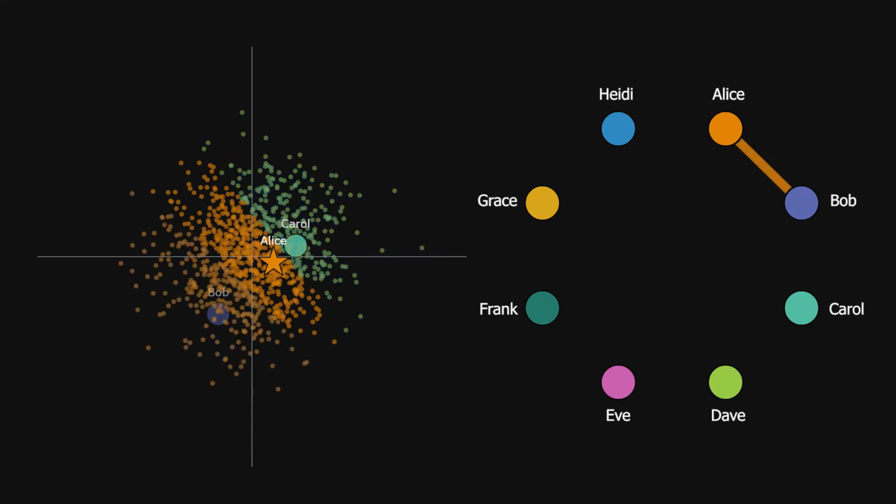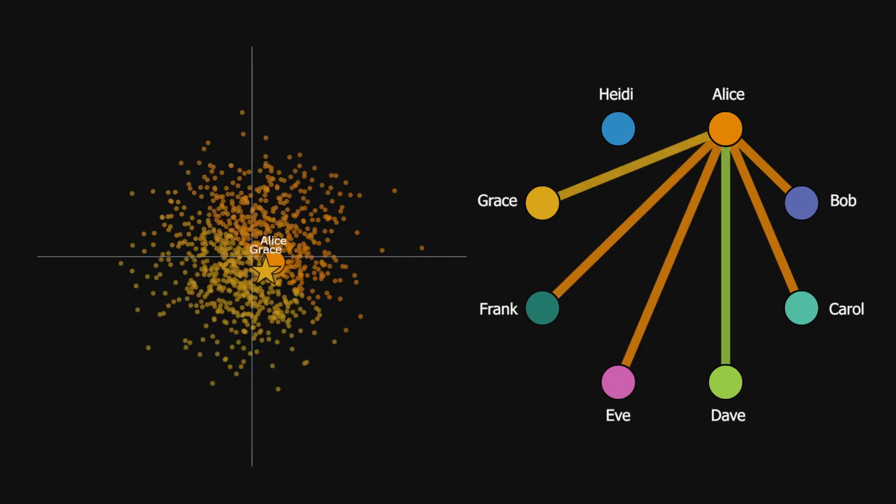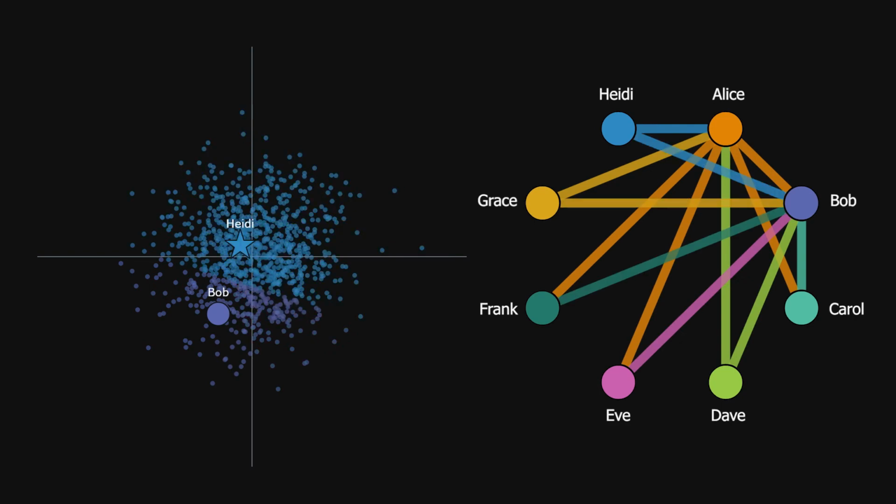And now we'll do the same thing for Alice and Carol. In a head-to-head election between Alice and Carol, Alice would win, so we'll add an orange connection between the two to signify that Alice wins. Now between Alice and Dave, Dave would win, so we'll add a green connection between the two of them. And this process continues until we've looked at every pair of candidates.